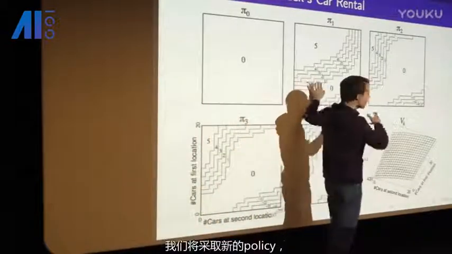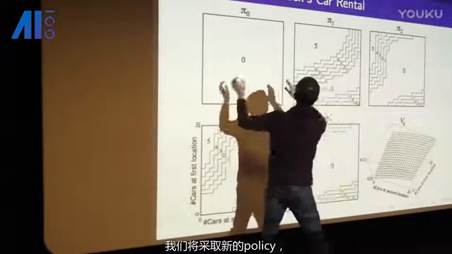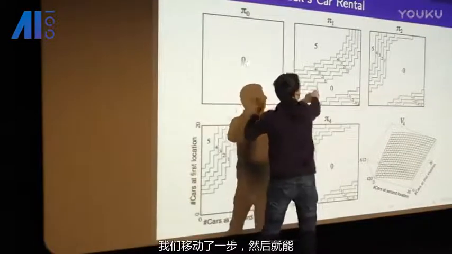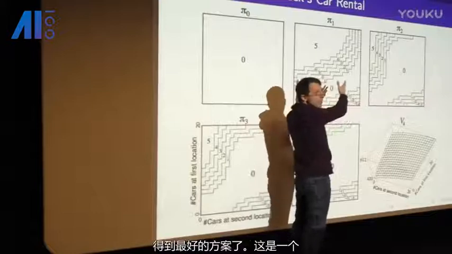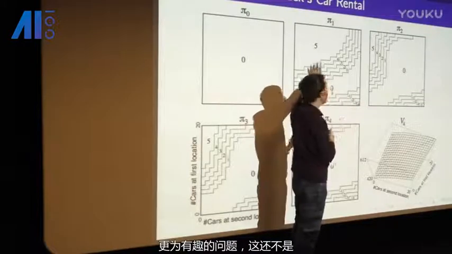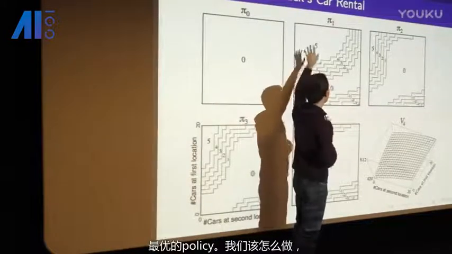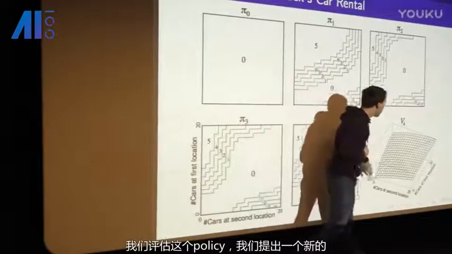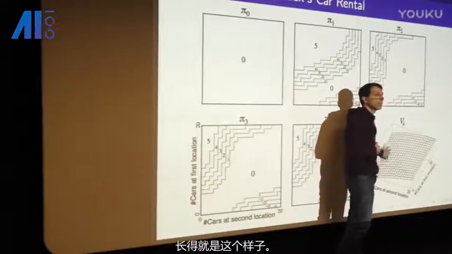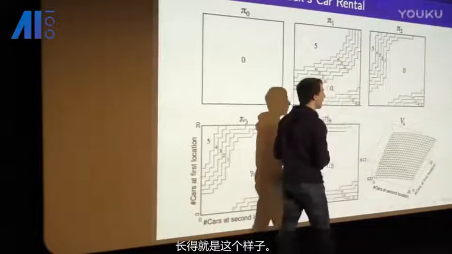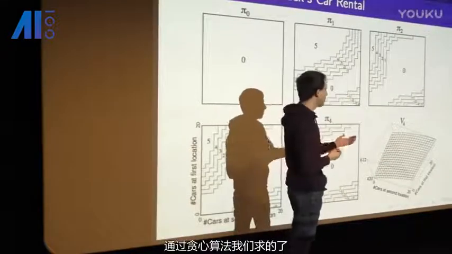Okay. And then what we do is we take our new policy. So this was just like in the small grid world, where we just did one step, and in the small grid world that was already optimal. This is a more interesting problem. This is not the optimal policy. So what we do is we evaluate this policy now. We come up with a new surface, a new value function that looks something like this, and we act greedily with respect to that new value function.